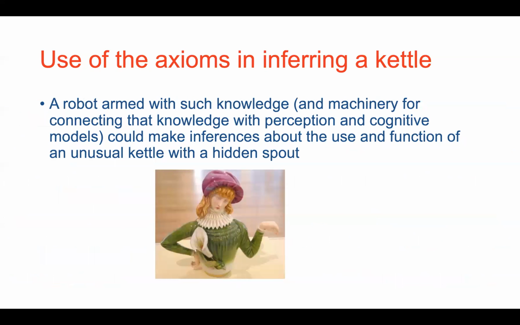All right. Use of the axioms in inferring a kettle. So supposing we were trying to come up with a robot that moves around and helps elderly people, right? The Japanese have been doing these kinds of things. A robot armed with such knowledge and machinery for connecting that knowledge with perception and cognitive models could make inferences about the use and function of an unusual kettle with a hidden spout, right? This is actually a kettle made by an artist, several hundred years ago.